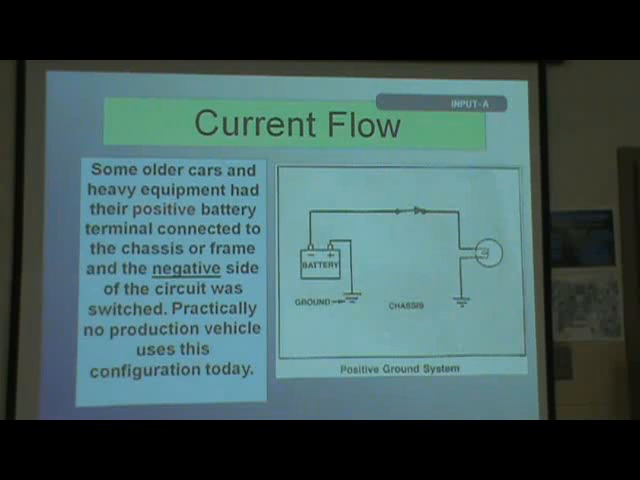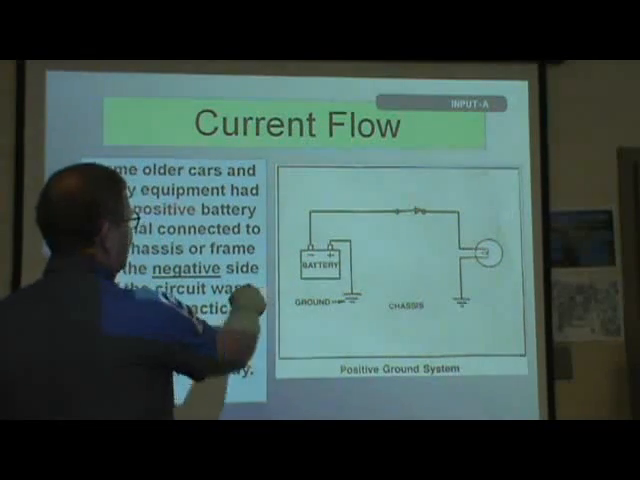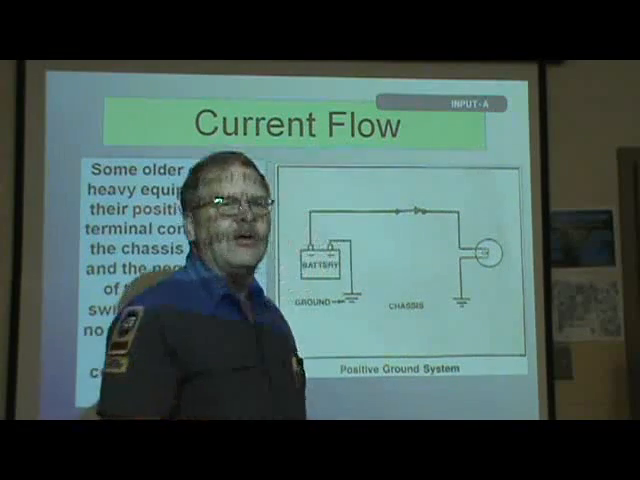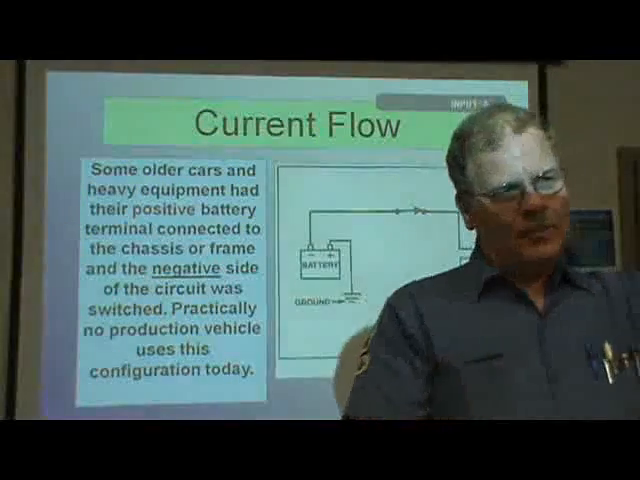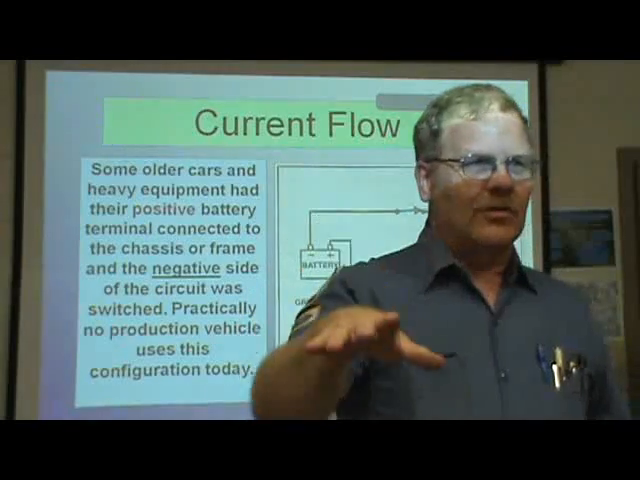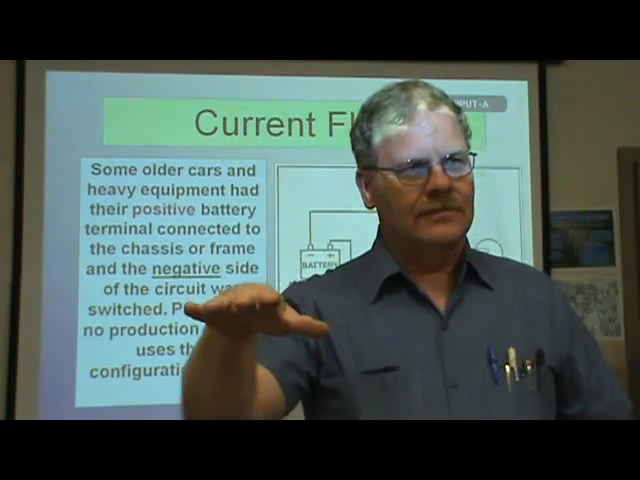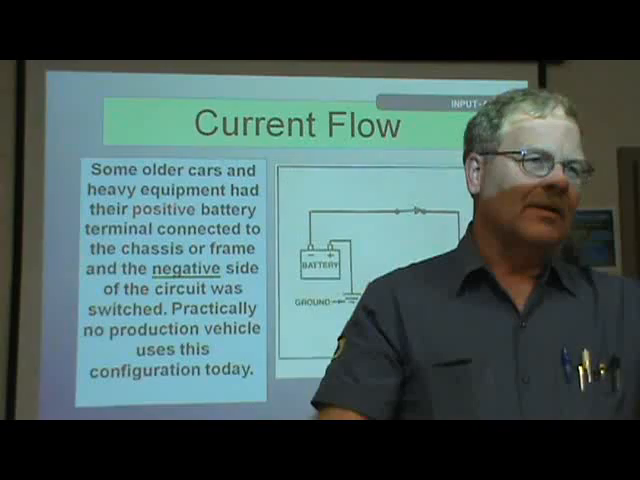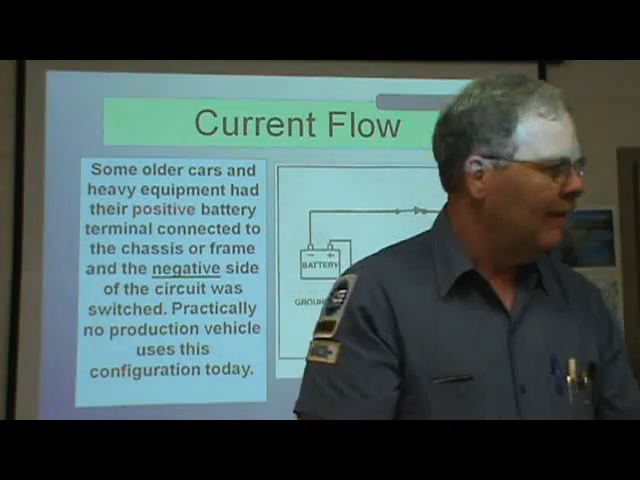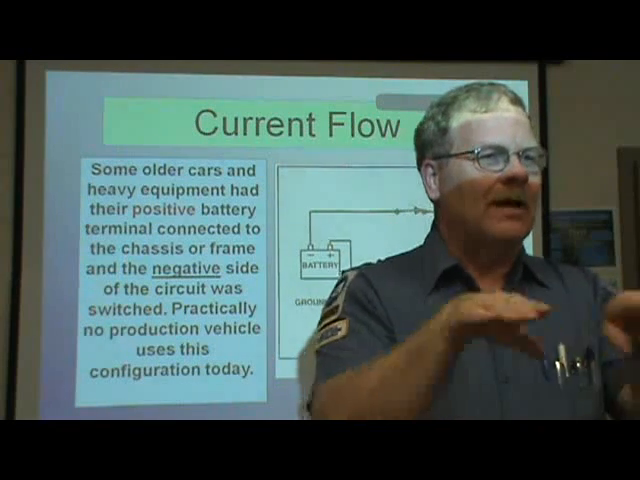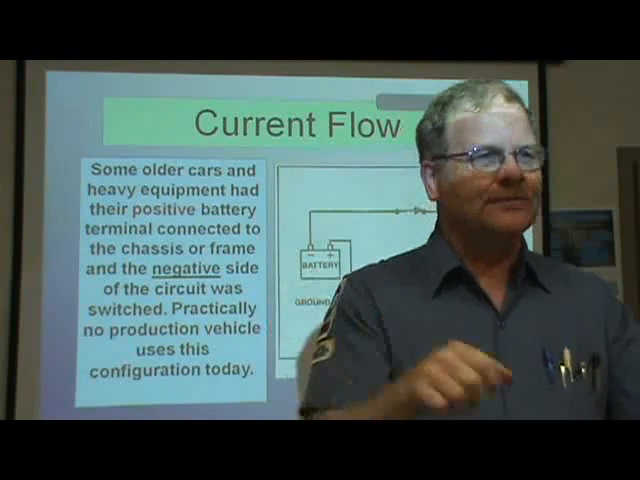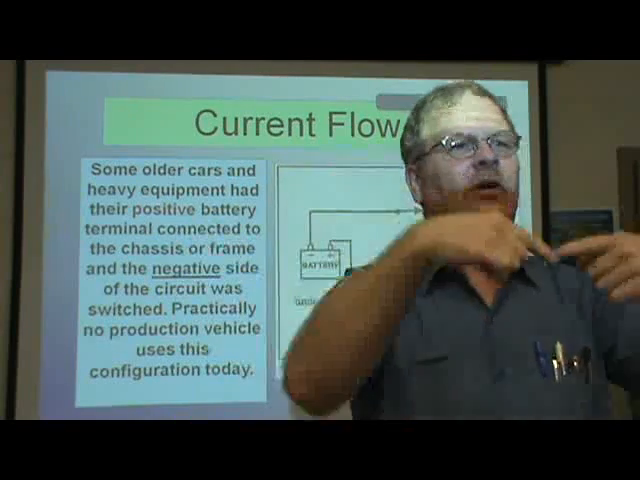Some older cars and heavy equipment have their positive battery terminal connected to the chassis or the frame, instead of the negative. See, they've got this one here with positive ground. If you're jumping off a Caterpillar, let me ask you this. If I've got a Caterpillar pipe loader and an International truck, and the truck has negative ground and the Caterpillar has positive ground, can I use jumper cables to jump them off? Actually, you can, as long as they're not touching. If the bodies of the two of them are touching, then you've got a short. But if they're not touching each other and the cables are long enough, you can do that.